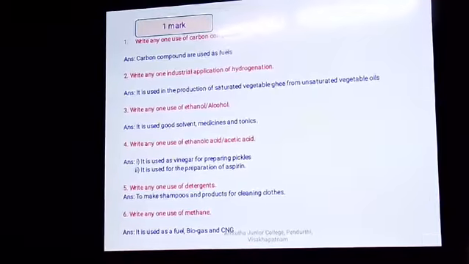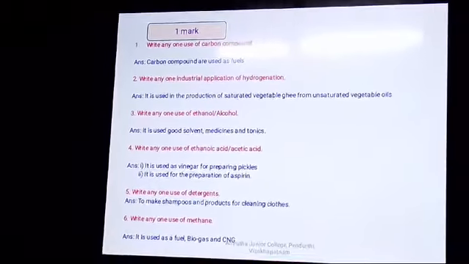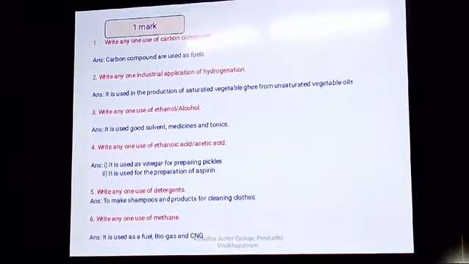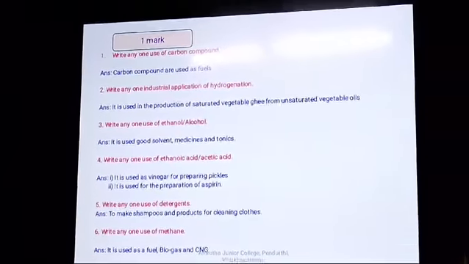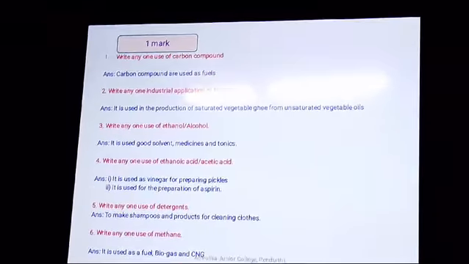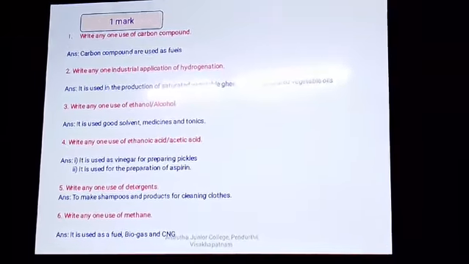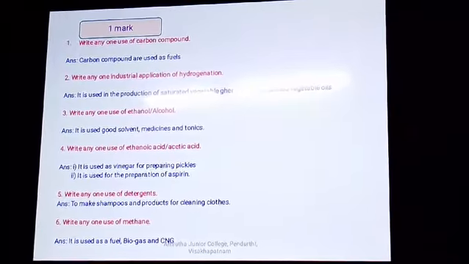Write any one use of ethanol or alcohol. Alcohol is a functional group in carbon compounds. It is used as a good solvent in medicines and tonics. Write any one use of ethanoic acid or acetic acid. It is also called vinegar. It is used as vinegar in preparing pickles, and in the preparation of aspirin. Aspirin is nothing but acetyl salicylic acid.